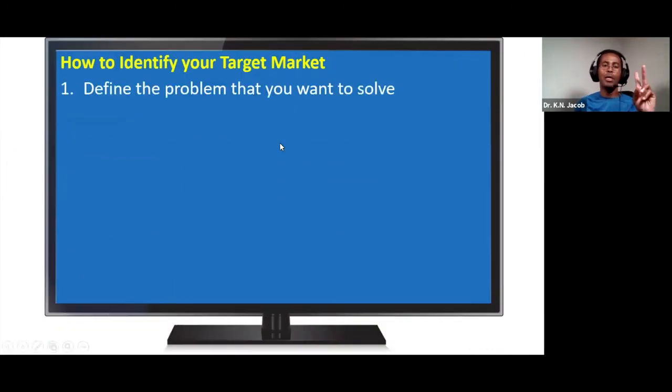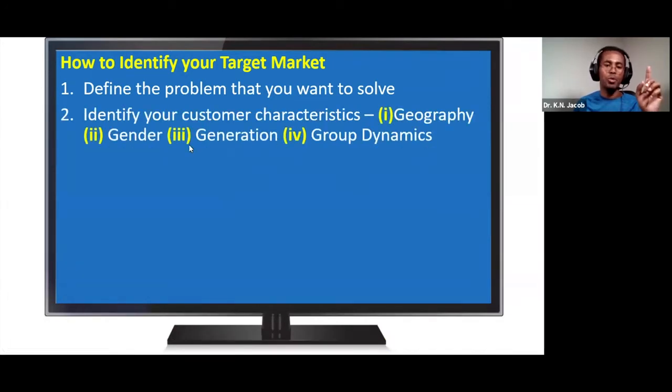3 points. Number 1, define the problem that you want to solve. Add real value to people. Your business will not be sustained unless you add real value to people. Because if you're not solving people's problems, eventually they will leave you. Number 2, there are 3 simple steps on how to identify your target market. Identify your customer characteristics, and this is what I'll engage you on today.